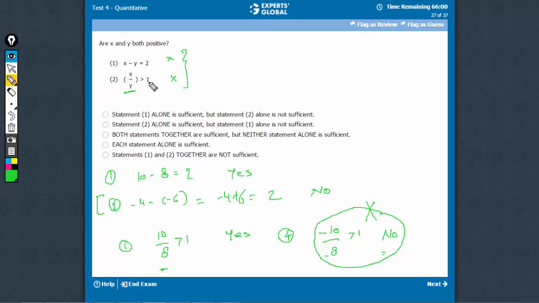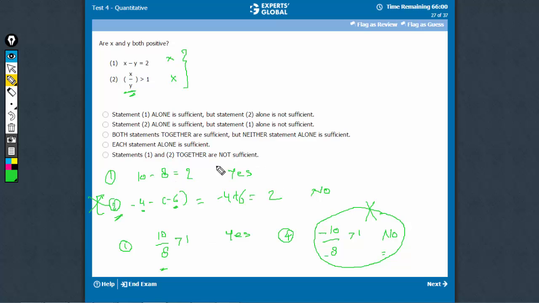X upon y is greater than 1, therefore the magnitude of x, which is 4 here, has to be greater than the magnitude of y, which is not the case. And for this to be true, y will have to be a bigger negative number. So this case will not apply here, and therefore this one also can be eliminated. Case 4 was eliminated, case 1 was eliminated, sorry, case 2 was eliminated.